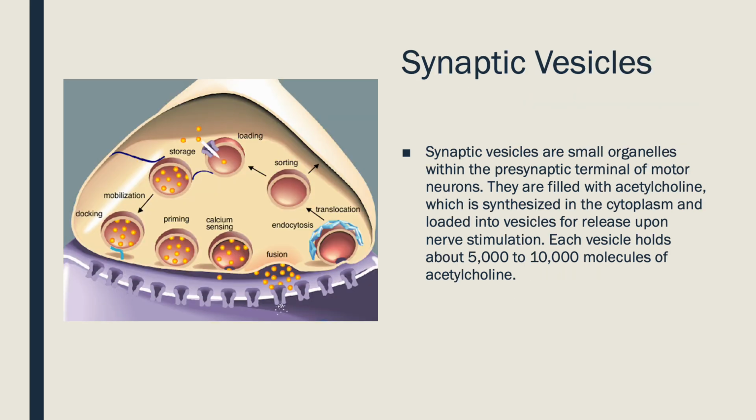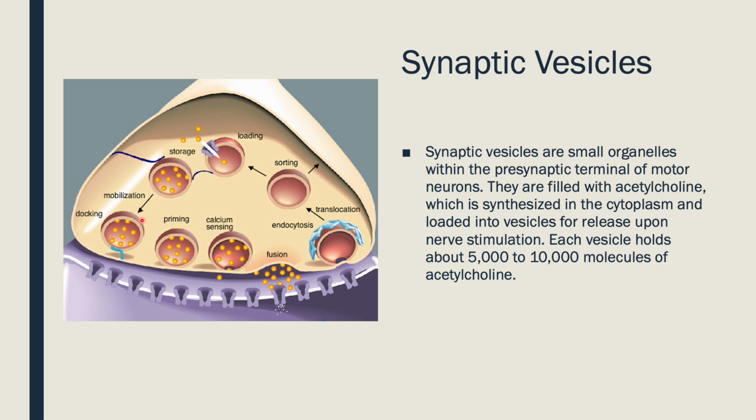Synaptic vesicles are small structures. We're zooming in now, and we're going to focus on this. These are small structures within that presynaptic terminal of our motor neuron, where that acetylcholine will be stored before it's released into the synaptic cleft. These are filled with somewhere between 5 and 10,000 molecules of acetylcholine, and they're synthesized in the cytoplasm of that neuron and are transported and packaged into those vesicles.